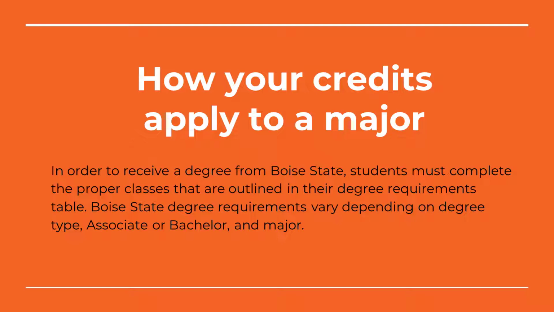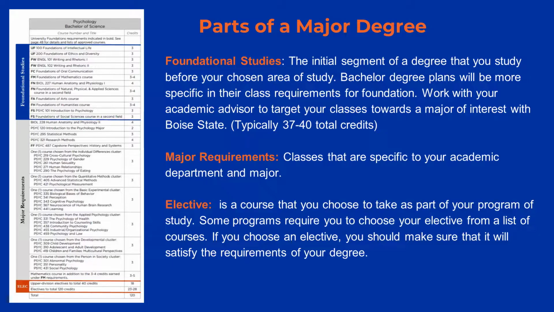To begin, we will first cover the basics of a bachelor's degree. In order to receive a degree from Boise State, students must complete the proper classes that are outlined in their degree requirements table. Boise State degree requirements vary depending on degree type, associate or bachelor, and major. To learn how credits apply, you must first know the different components and vocabulary of a degree. A degree can be broken down into three parts: foundation requirements, major requirements, and elective classes.